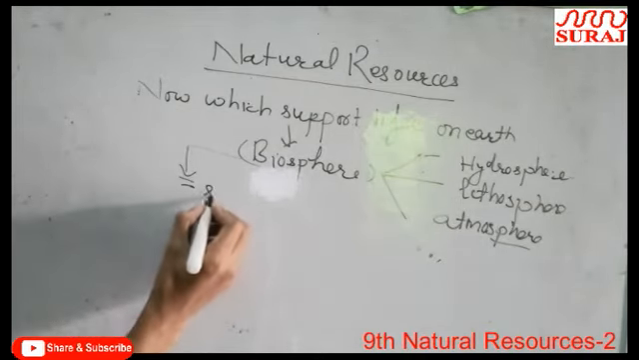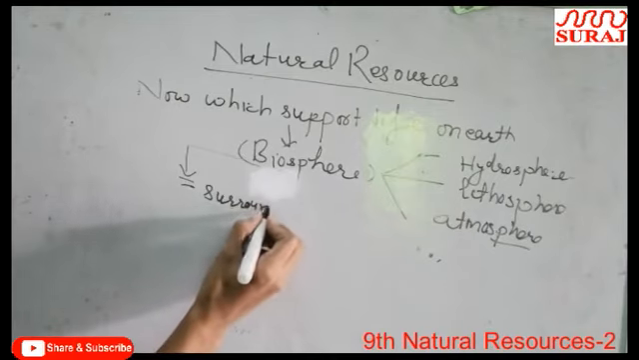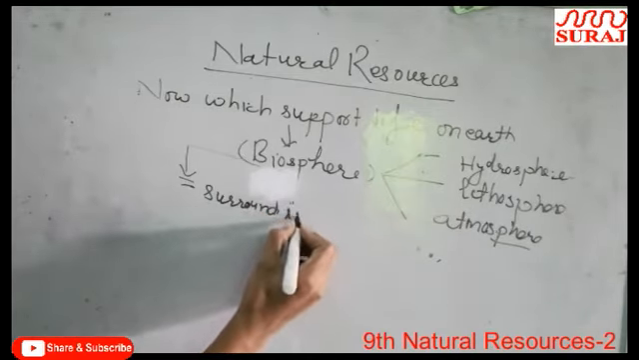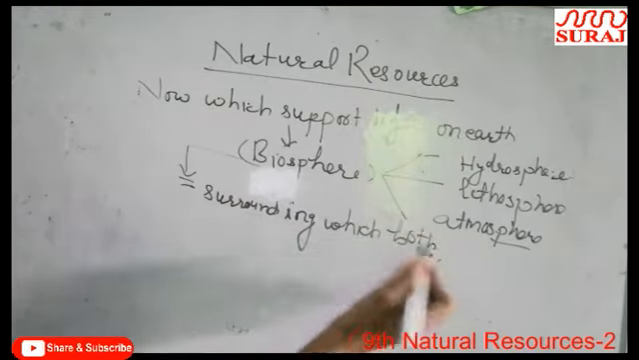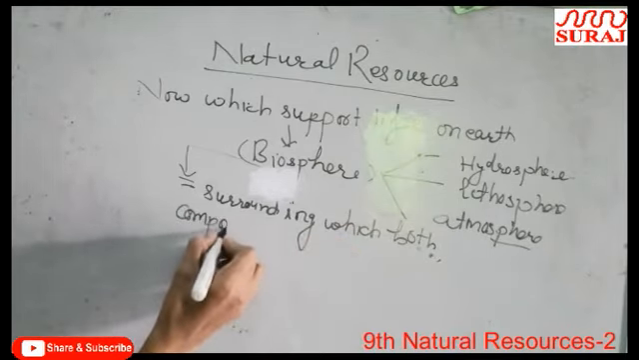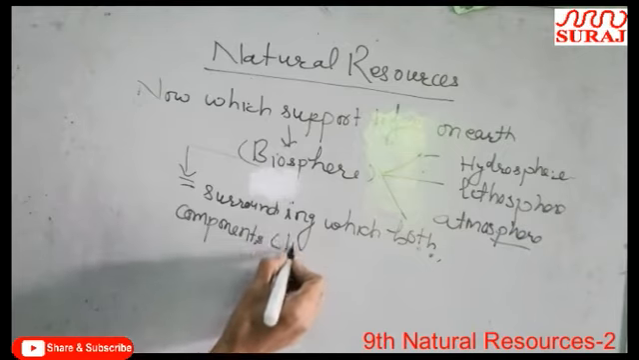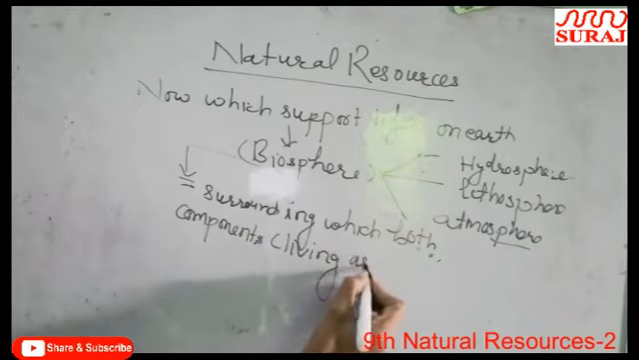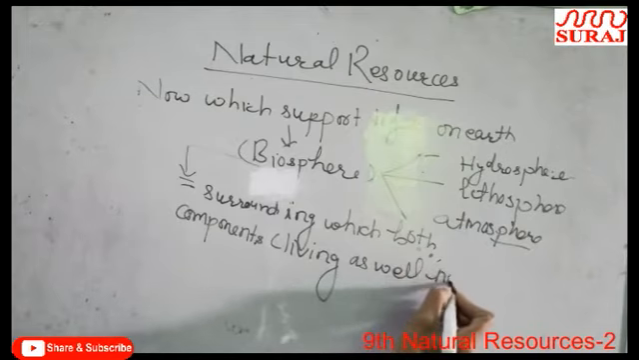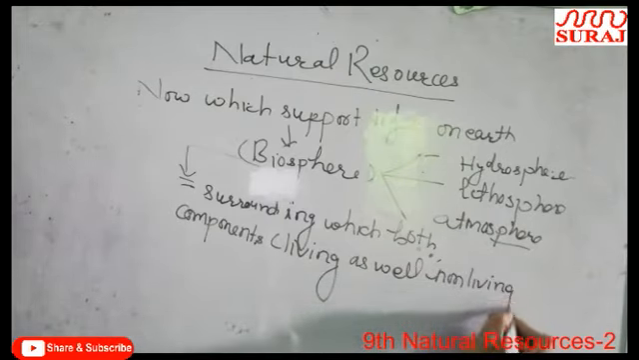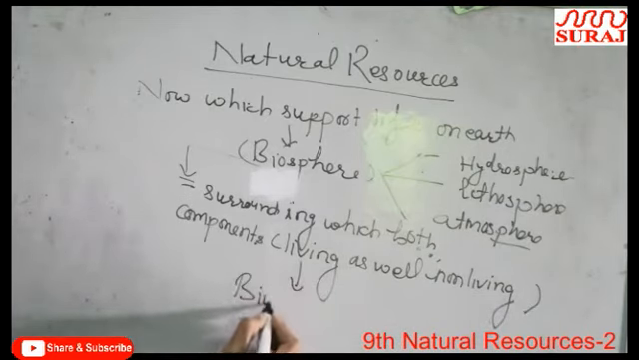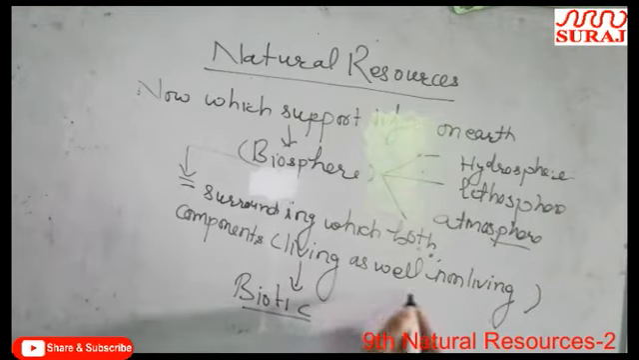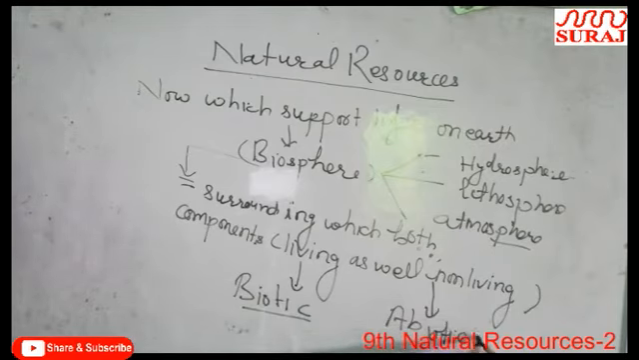Biosphere is the surrounding in which both components, living as well as non-living, are present. The living components of the biosphere are called biotic components, and non-living components are called abiotic components.